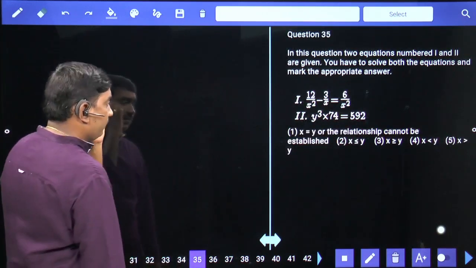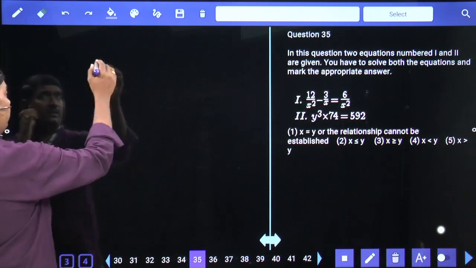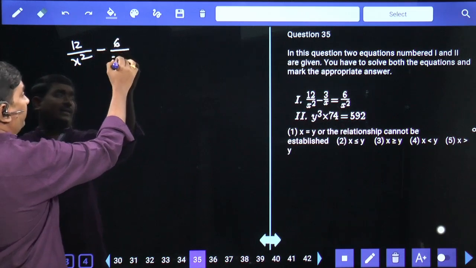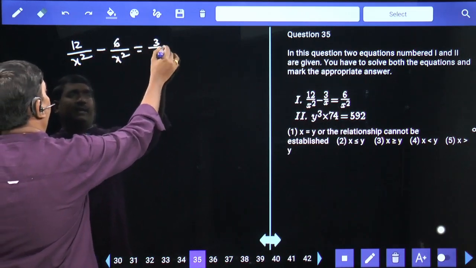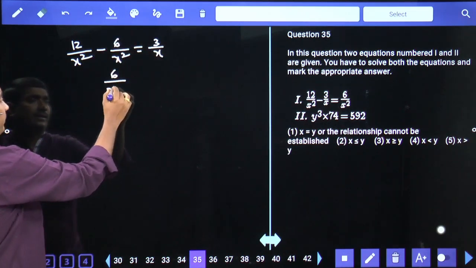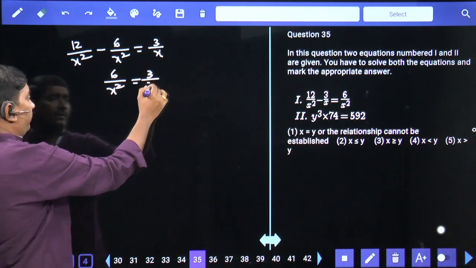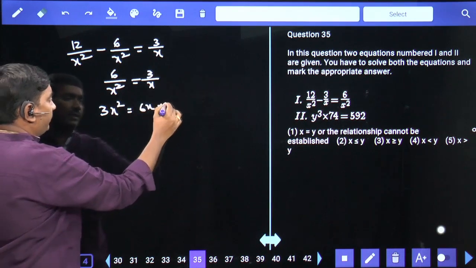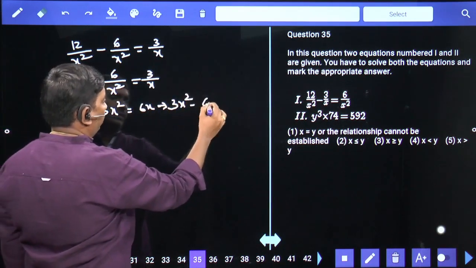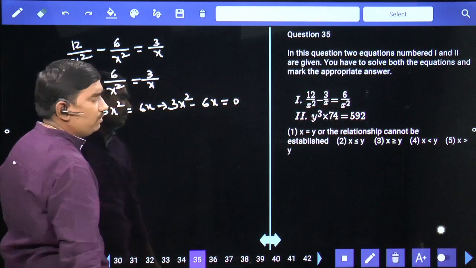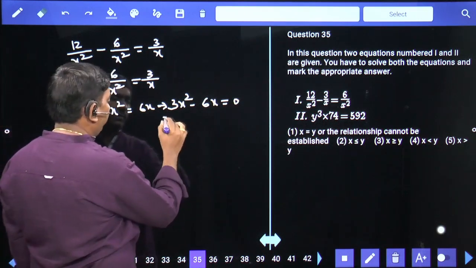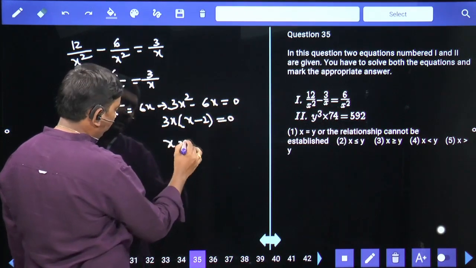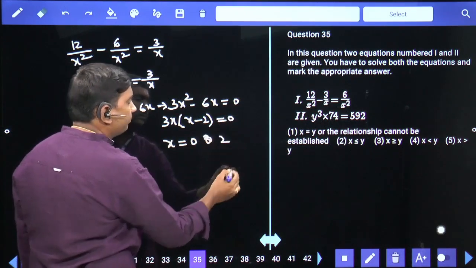12 by x square minus 3 by x is equal to 6 by x square. From this, 12 by x square minus 6 by x square is equal to 3 by x. 6 by x square is equal to 3 by x. 3x square is equal to 6x. 3x square minus 6x is equal to 0. I will make 3x as common. X minus 2 is equal to 0. X equal to 0 or 2.